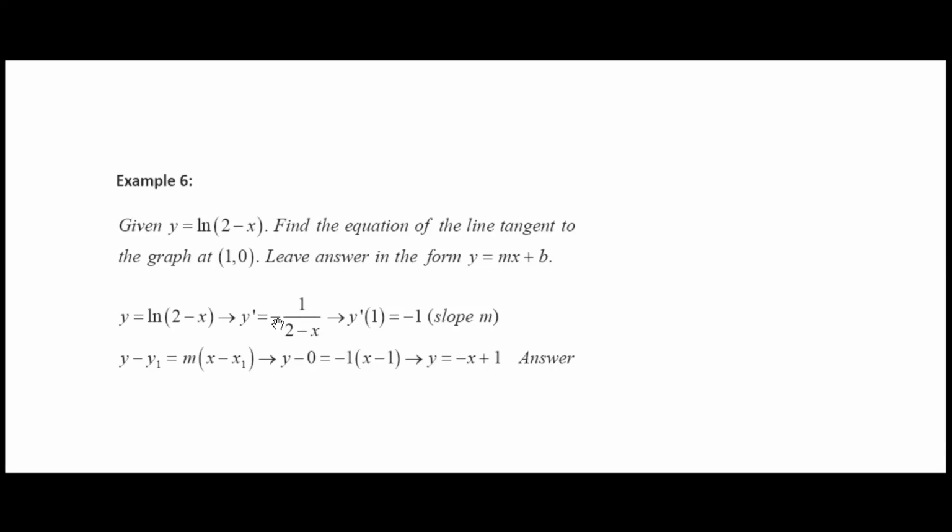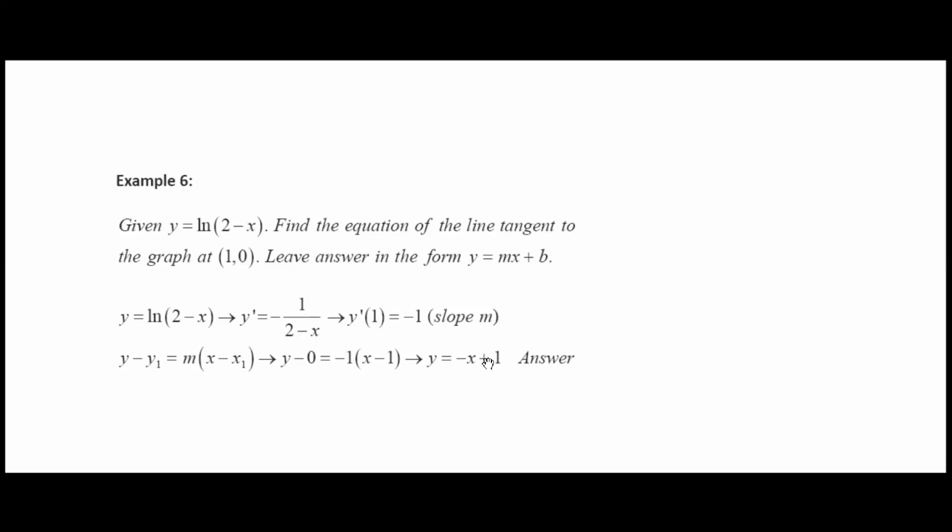We'll put the negative sign out front, 1 over itself. We want the slope at x equals 1, so put 1 in for x, and that gives you 1 over 2 minus 1, which is 1 over 1 with a negative sign in front of it, which is -1. And so now we use our point slope formula. We plug in 0 for y1, 1 for x1, and -1 for our slope. And there's our answer.